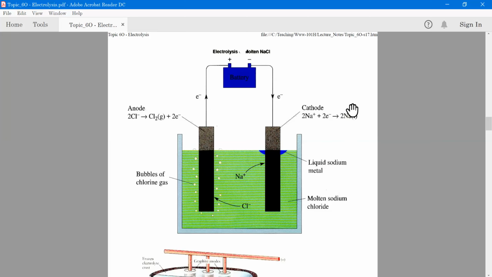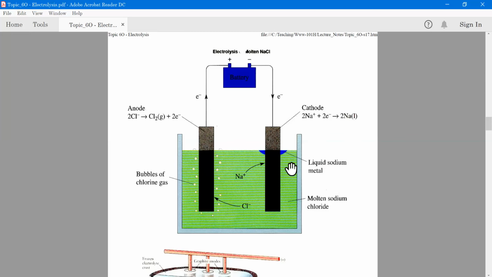Well, the sodium, because of the temperature involved here, because the sodium chloride is molten, the sodium metal is less dense than the sodium chloride melt. And so as a result, it floats on the top. That's what this blue region is here, liquid sodium metal.